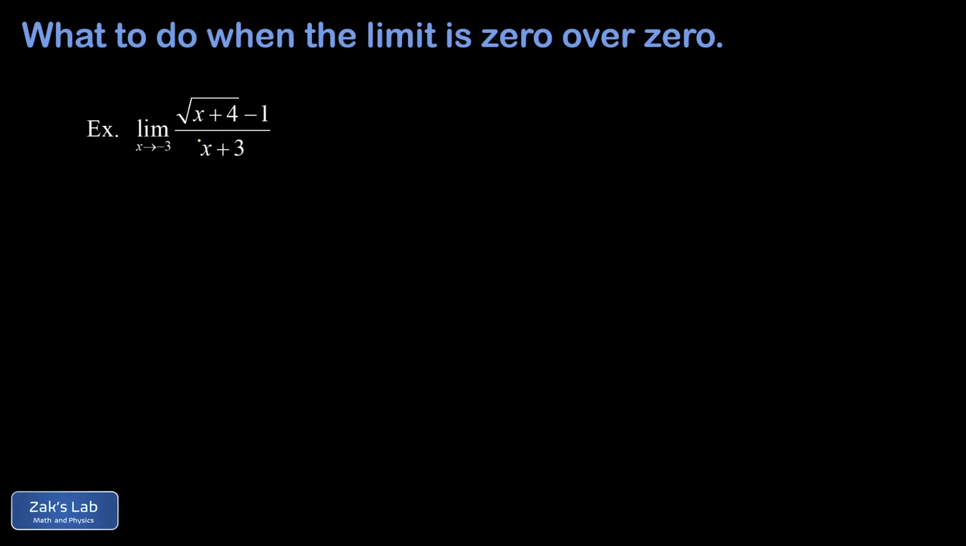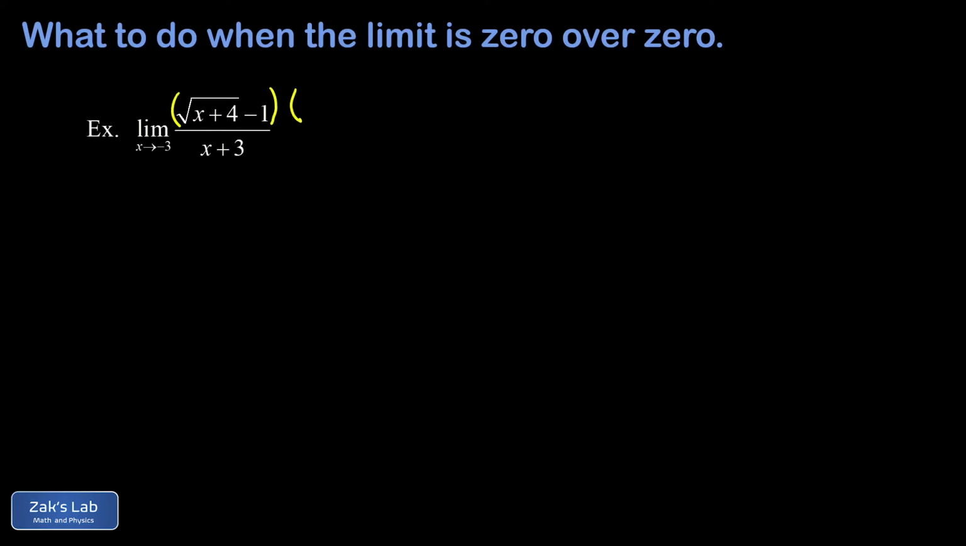In our next example, we have the limit as x goes to negative 3 of the square root of x plus 4 minus 1 in the numerator, and then an x plus 3 in the denominator. And we notice that direct substitution, putting in negative 3 for x, is going to give us a 0 over 0 indeterminate form again. Now there's a common trick for this type of expression where I have a square root of a thing plus or minus a constant. And the trick is to multiply by the conjugate.